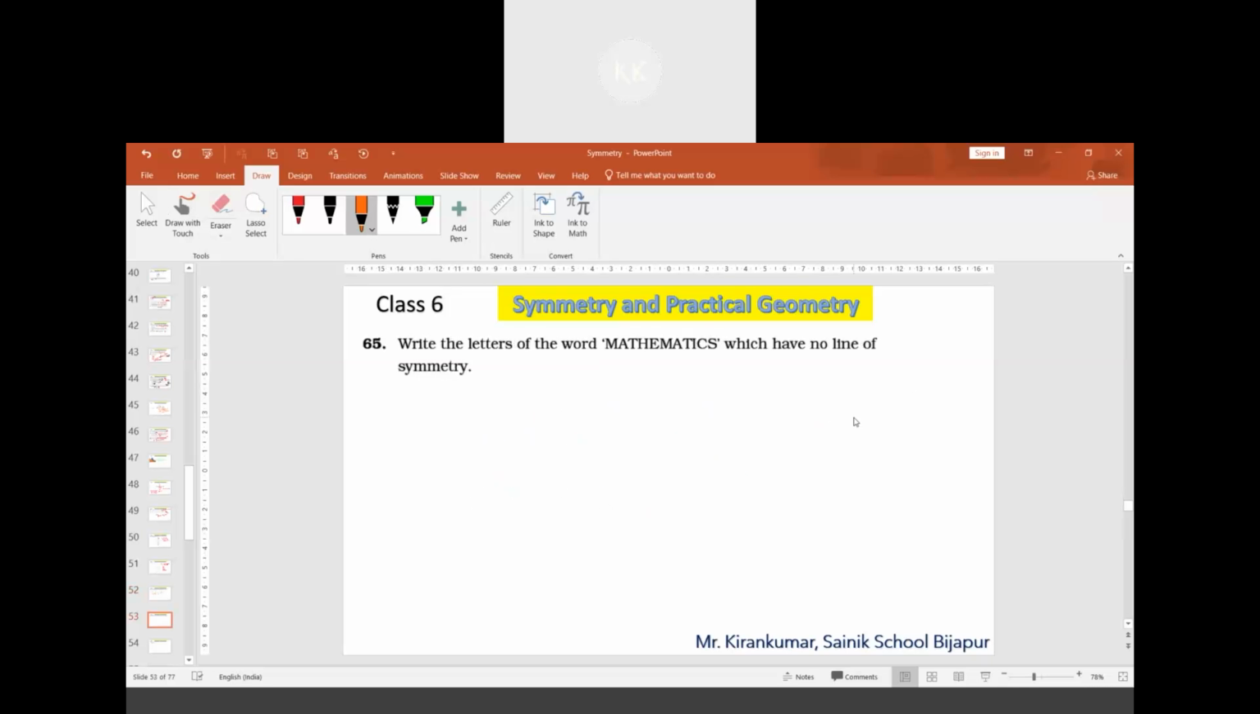Next question. You can observe this word, mathematics. In this, you have to identify the letter which has no line of symmetry. M has a line of symmetry in the middle, a vertical line of symmetry. This letter has no line of symmetry.